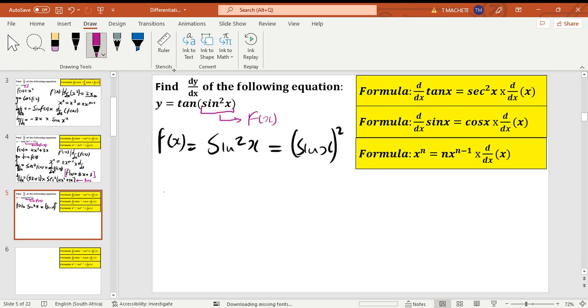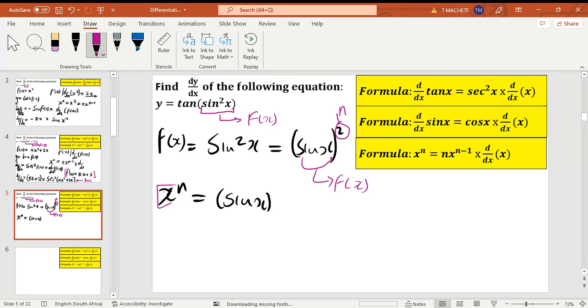So once you write it this way, this 2 will be your n. This one will be your f of x for this problem. So remember, you're solving this one separately. So since you've got this, you can use the formula for x to the power n, where x is sine x.